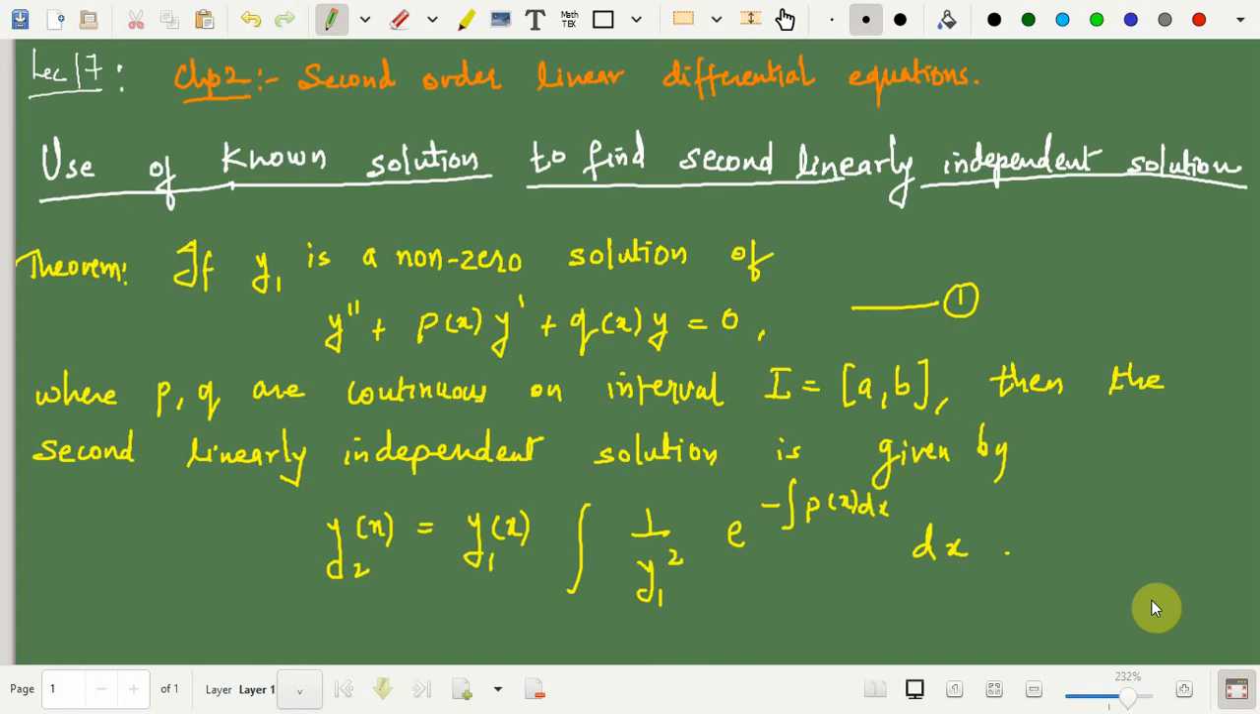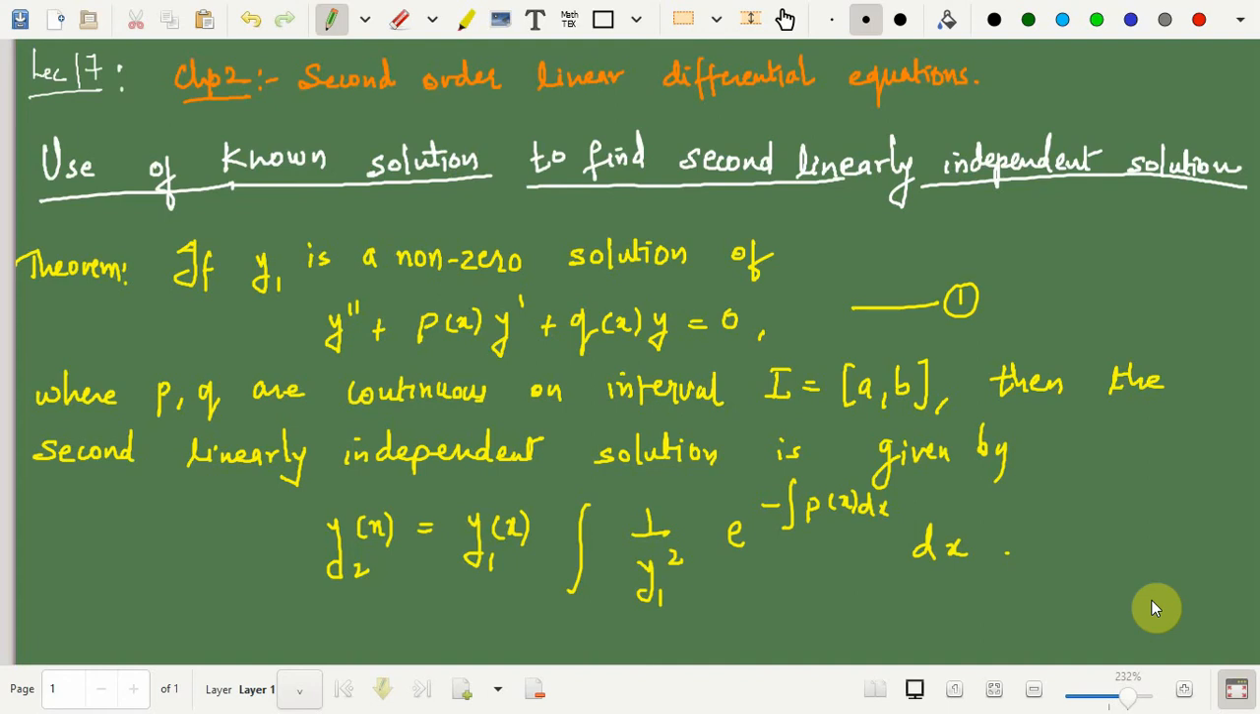Hello, welcome to lecture 17 on the course Differential Equation and Discrete Mathematics. In this lecture, we will see the method to find another second linearly independent solution of a homogeneous differential equation given one solution of it.